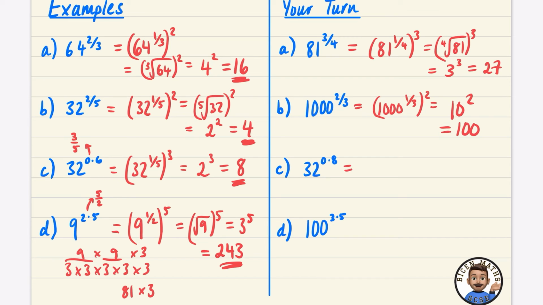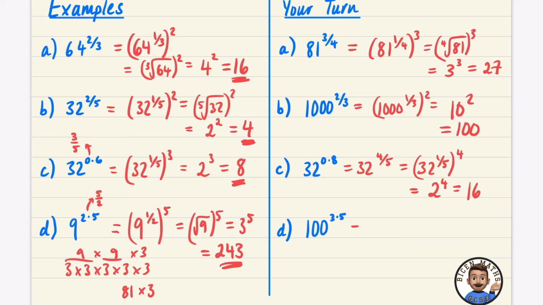Now 32 to the 0.8, that's actually 32 to the 4/5. So it's very similar to a question on the other page. So I'm going to be doing 32 to the power of 1/5, and then I'm going to be doing it to the power of 4. 32 to the power of 1/5 is 2, it's the 5th root. 2 to the power of 4, 2 times 2 times 2 times 2 is 16.